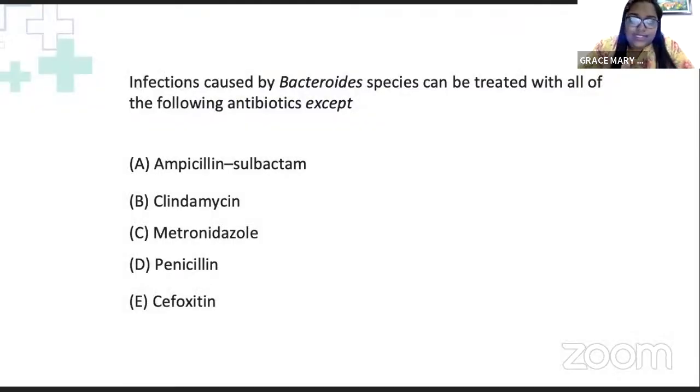Now to a question: infection caused by Bacteroides species can be treated with all of the following except: A, ampicillin-sulbactam; B, clindamycin; C, metronidazole; D, penicillin; E, cefoxitin. I'll give 30 seconds for people to have it in the chat box.